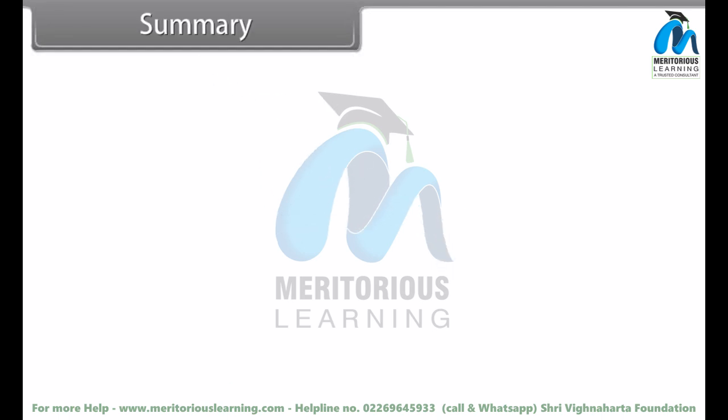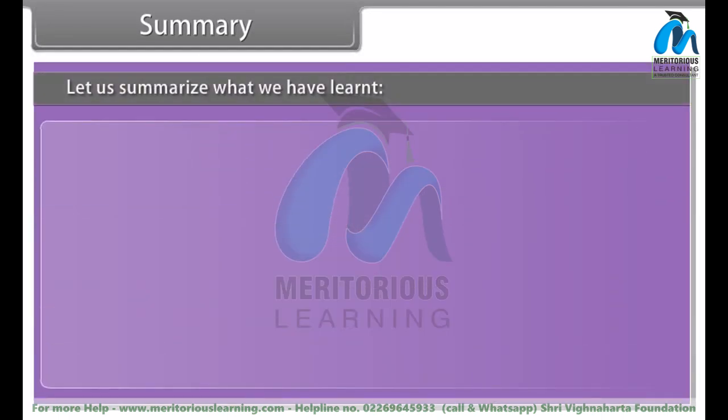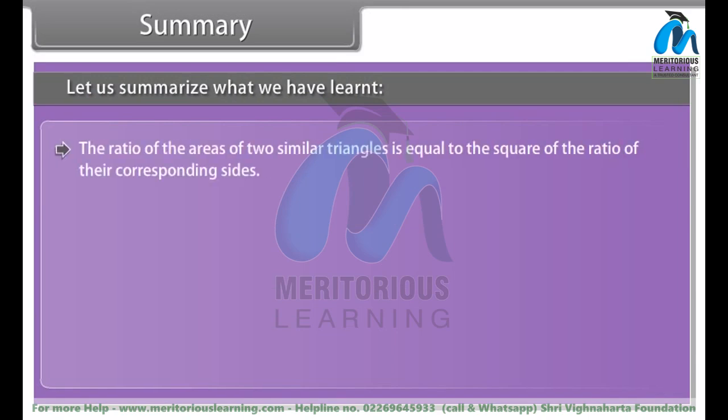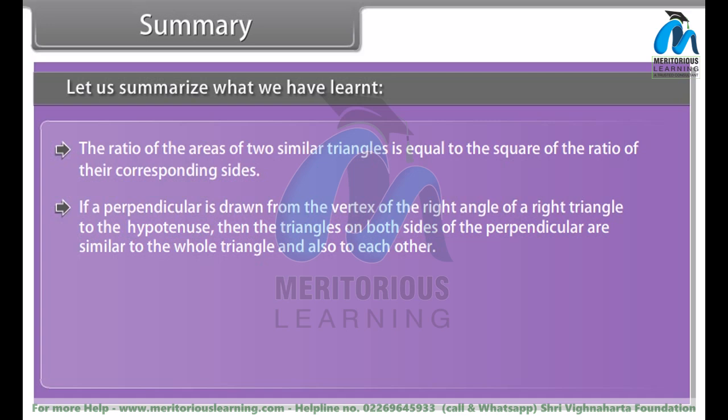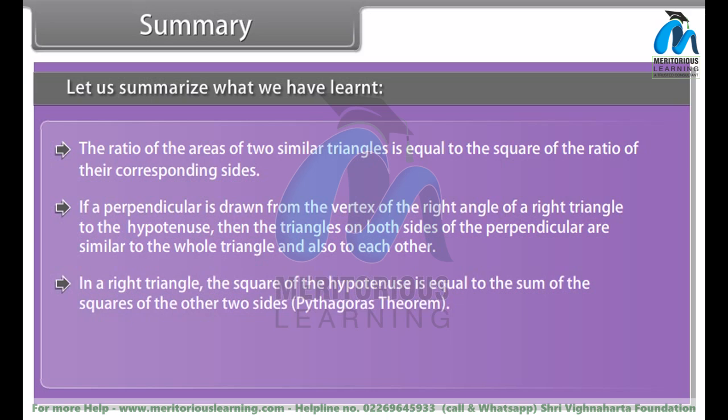Summary. Let us summarize what we have learned. The ratio of the areas of two similar triangles is equal to the square of the ratio of their corresponding sides. If a perpendicular is drawn from the vertex of the right angle of a right triangle to the hypotenuse, then the triangles on both sides of the perpendicular are similar to the whole triangle and also to each other. In a right triangle, the square of the hypotenuse is equal to the sum of the squares of the other two sides, Pythagoras theorem.